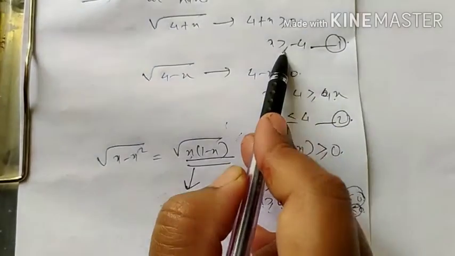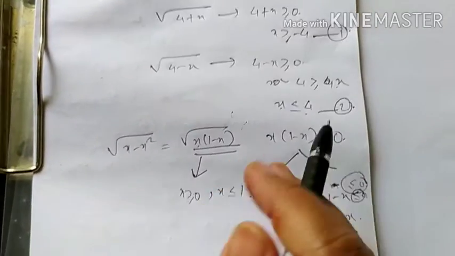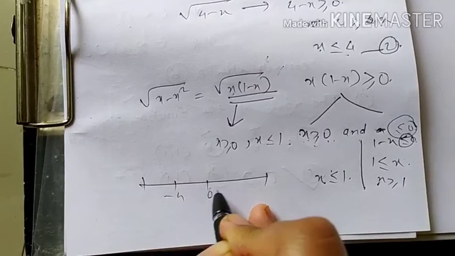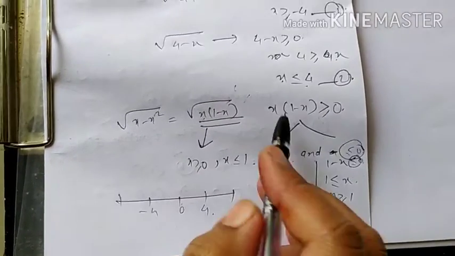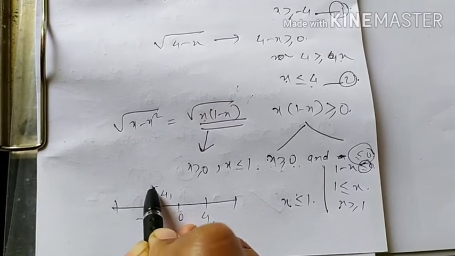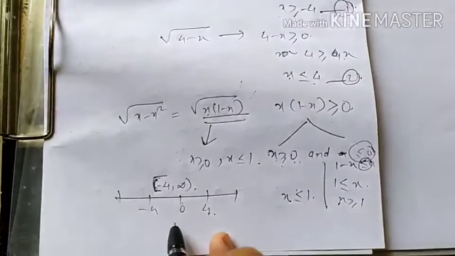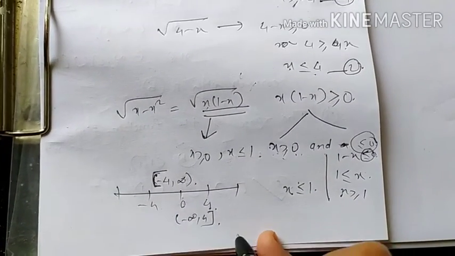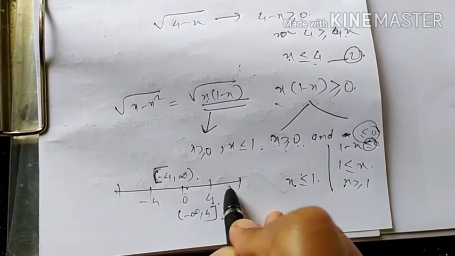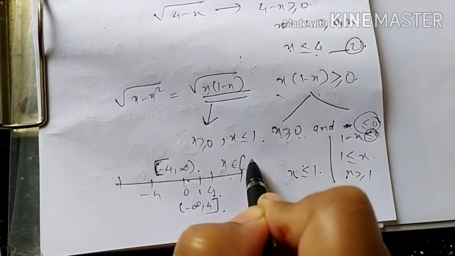So if we'll combine this all, for this we need minus 4 to infinity, and here minus infinity to 4. See, if we'll draw this on the real number line, minus 4, here 0, here 4. It is greater equal to minus 4, means it will be minus 4, close bracket, minus 4 to infinity, and if it is less equal to 4, so minus infinity to 4, close bracket. And for this, x is greater equal to 0 and x is less equal to 1, so x belongs to close bracket 0 to 1.